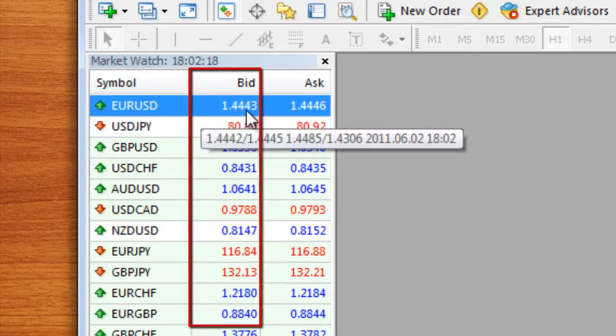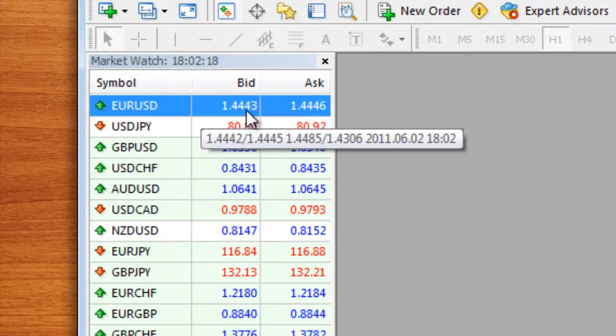The middle column denotes the bid price. Don't fail to recall that the bid price means the buy price for the counterparty. Thus, we should know that the bid price is the price that we would be selling at. So at the moment, Euro's bid price is 1.4443, and this is the price that we would offer to sell this parity at.